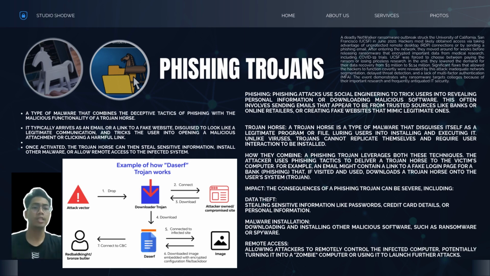In summary, phishing Trojans are a major cyber threat. We should always think before clicking links or opening attachments, keep our system updated, use antivirus, and be cautious online.